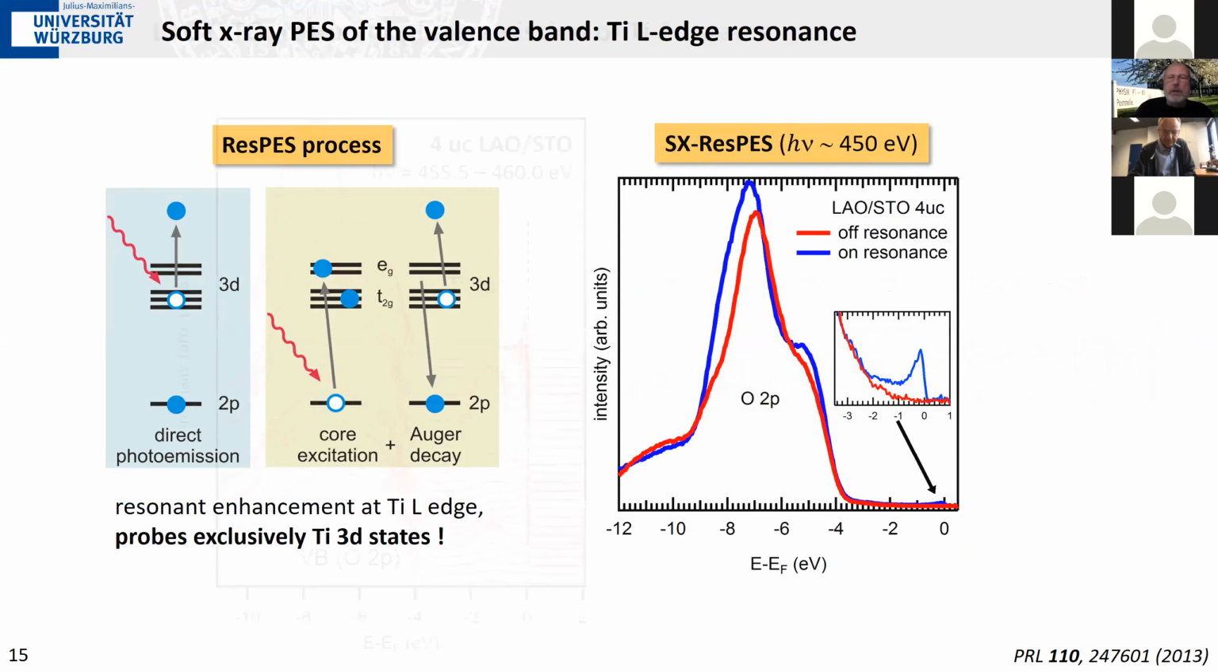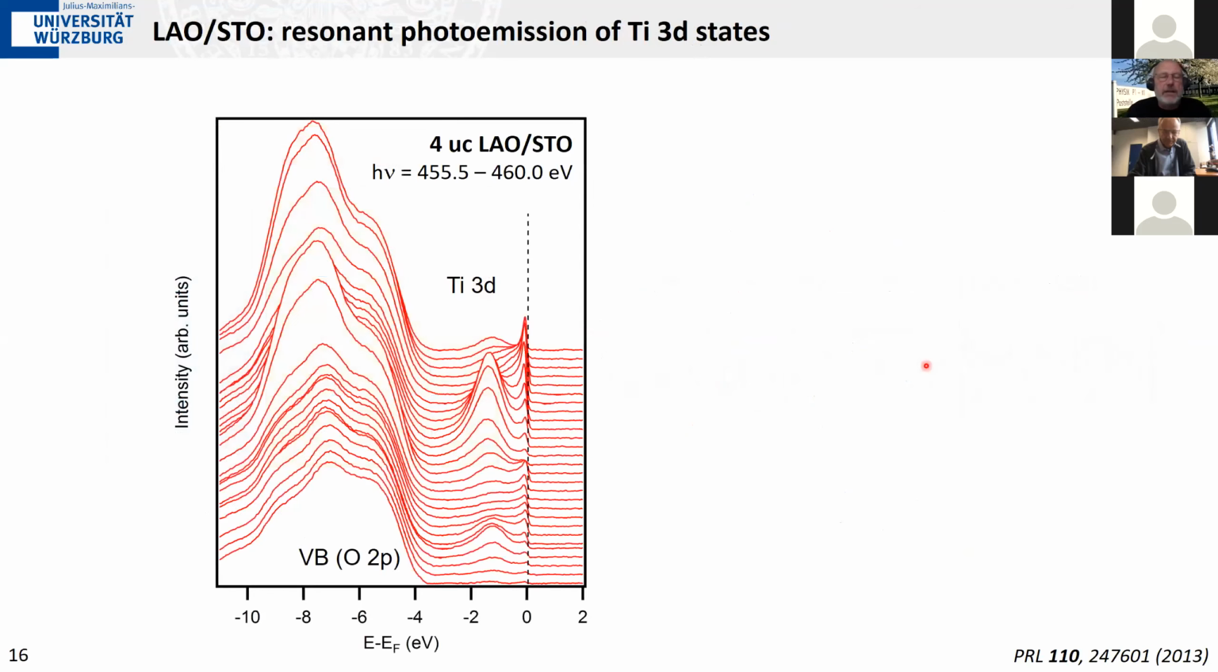And I show you here in the next slide a systematic series. I show you the entire valence band. As we increase the photon energy, we go from 455.5 to 460. We go through the titanium L edge in such an LAO structure. And you see that we have intensity popping up quite dramatically at very specific photon energies.